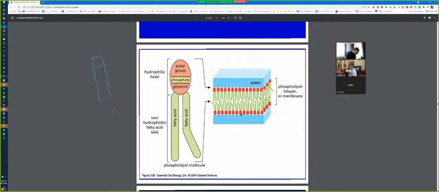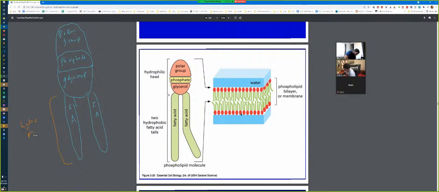So if I were to draw it, I would just do it like this: glycerol, phosphate, polar group, and then fatty acid, and then you can label hydrophobic and hydrophilic.